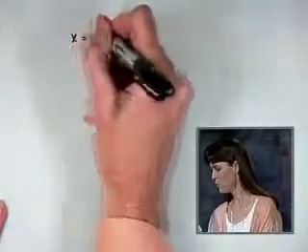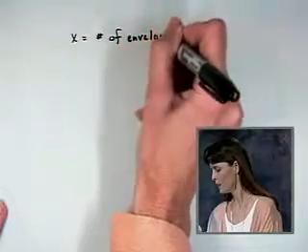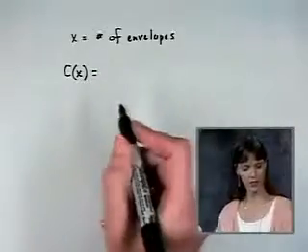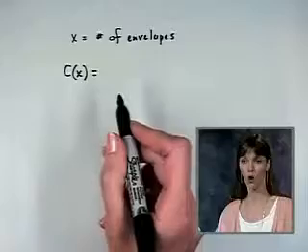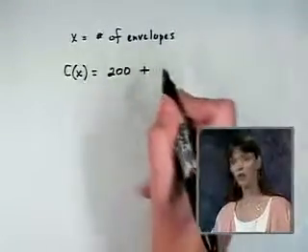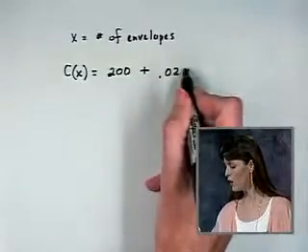Now let's see if you were able to solve the problem. We're told that we are going to let X equal the number of envelopes that she ends up working with. We want to come up with a function that gives us the cost of her business. We're told that her initial startup costs are $200, so we can write down 200. And we're also told that it cost her 2 cents per envelope, so we can write down 0.02x.